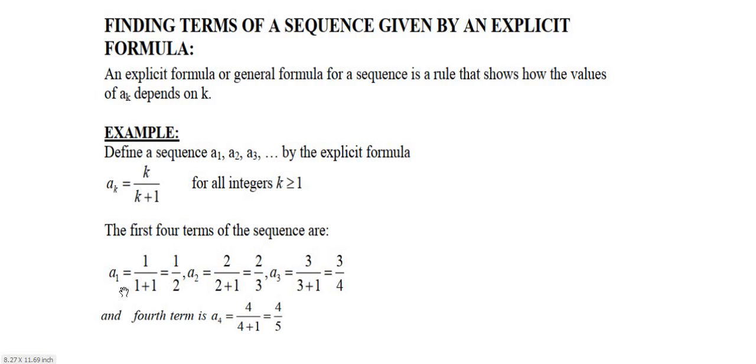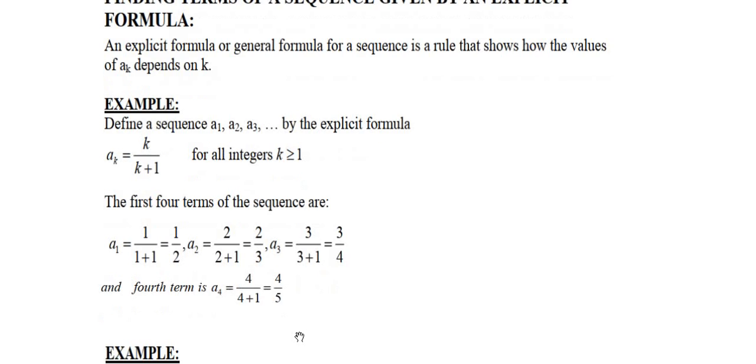When we put k equal to 1 in this formula, the value of a1 is 1/2. When we put k equal to 2, the value of a2 is 2/3. When we put k equal to 3, the value of a3 is 3/4. And when we put k equal to 4, the value of a4 is 4/5. These are 4 terms of a sequence. The first term is 1/2, second is 2/3, third is 3/4, and the fourth one is 4/5.